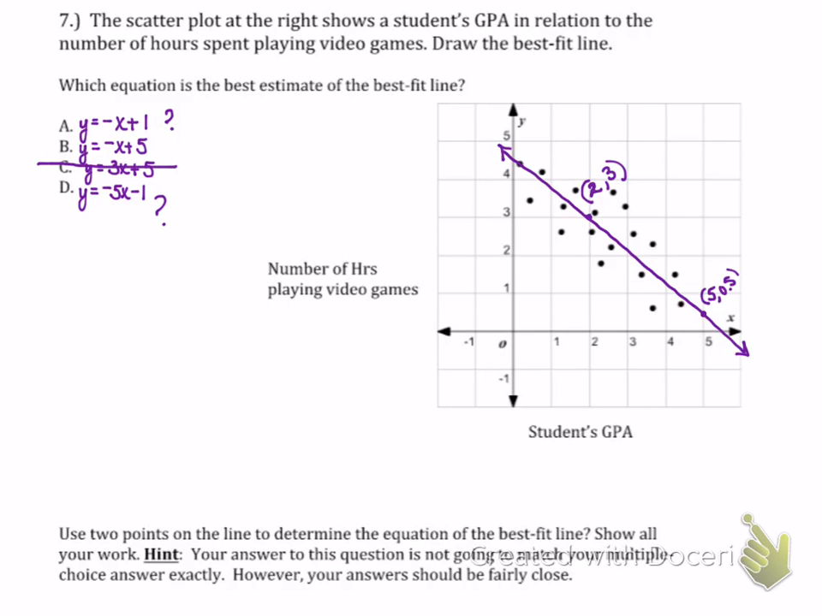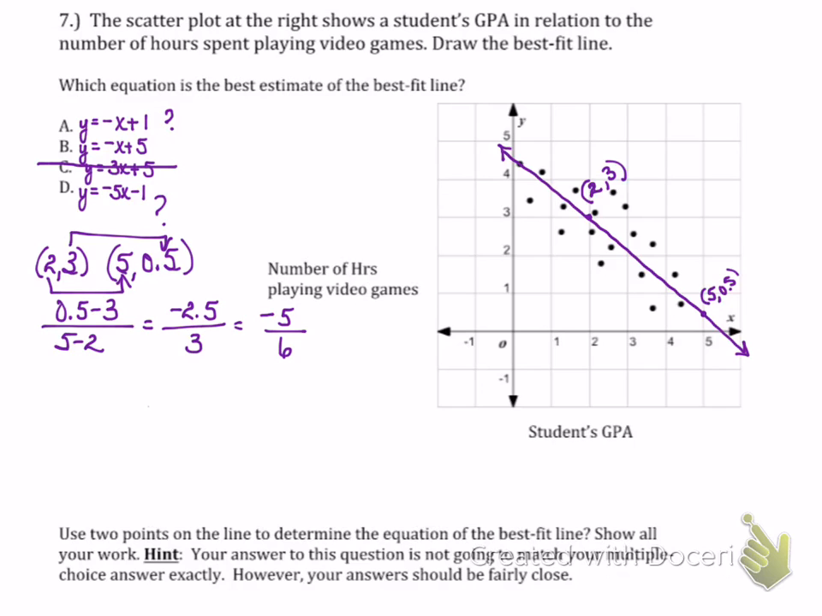So let's use the 2 ordered pairs and find the slope. So I've got 2, 3, and 5, 0.5. I'm going to use my slope formula to find the slope. So finding the slope here, I'm going to get negative 2.5 divided by 3. I'm going to use the fraction abilities on my calculator to translate that to the fraction negative 5 over 6. If you got a decimal, you probably got negative 0.83 repeating.